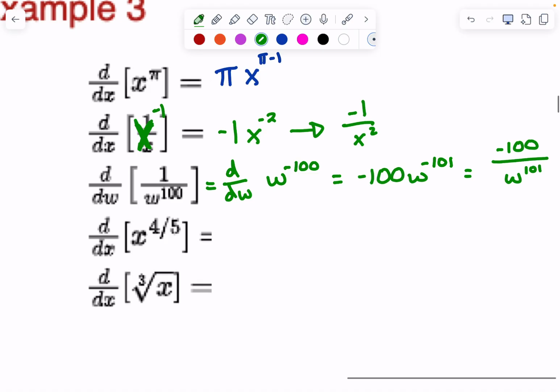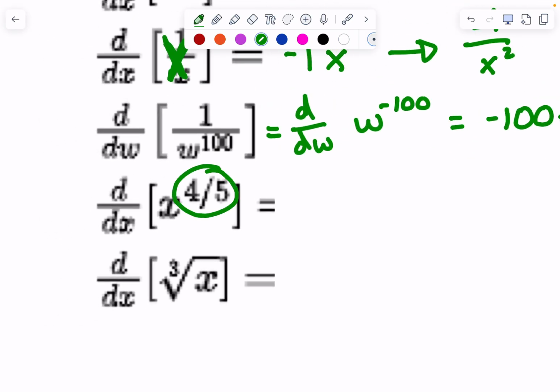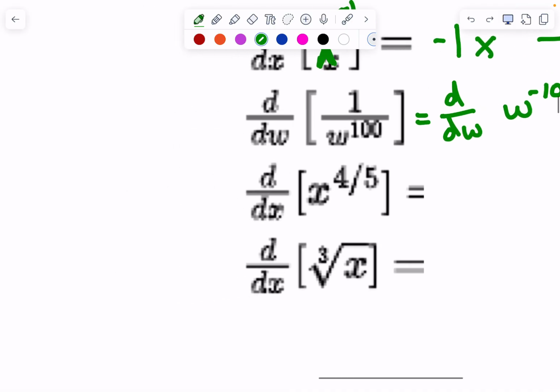Okay? All right, now we have x to the 4/5 power. It's positive 4/5. I don't have to do anything with him, right? But you're going to have this happen. So a fractional exponent. This guy means, just FYI, the 5th root of x to the 4th power, right?